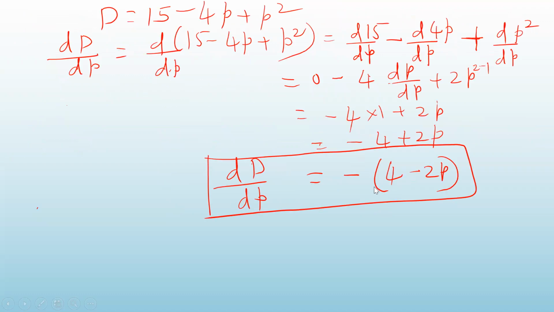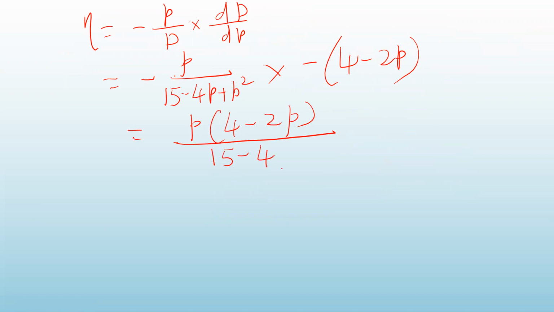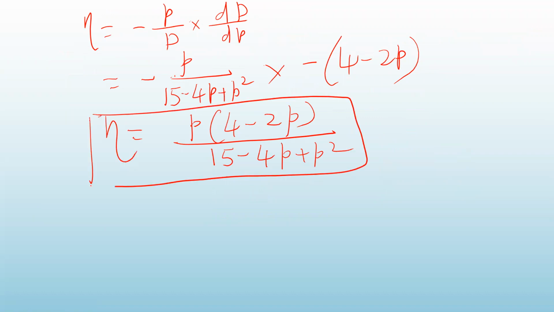Just now we have calculated. Minus in the bracket 4 minus 2p. Now look at here. Why have I taken this minus sign? Because when I multiply this term and this term, minus and minus will give you plus. So you will get p into 4 minus 2p divided by 15 minus 4p plus p square. So this is the formula we got for elasticity of demand.